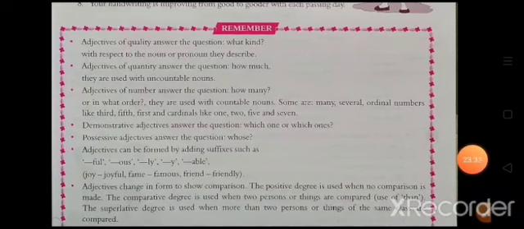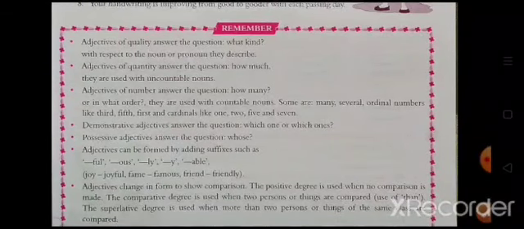Here are some things we have to always remember. Adjectives of quality answer the question what kind, with respect to the noun or pronoun they describe. Adjectives of quantity answer the question how much. They are used with uncountable nouns. Adjectives of number answer the question how many or in what order. They are used with countable nouns.